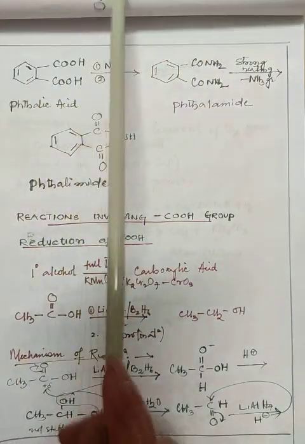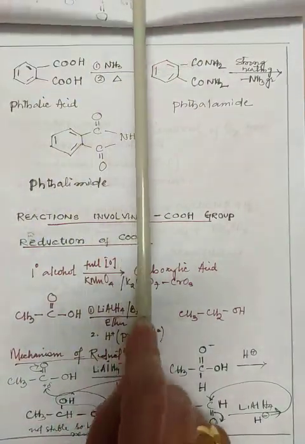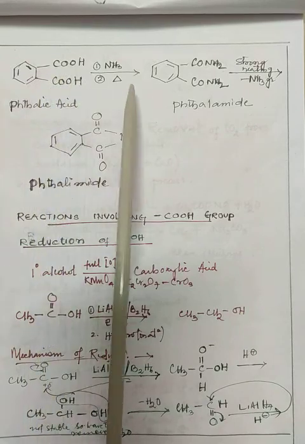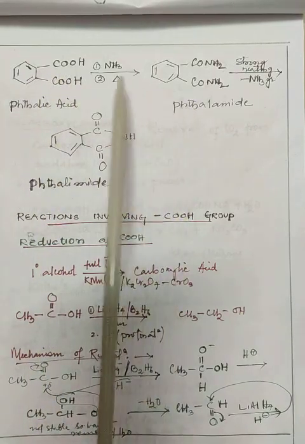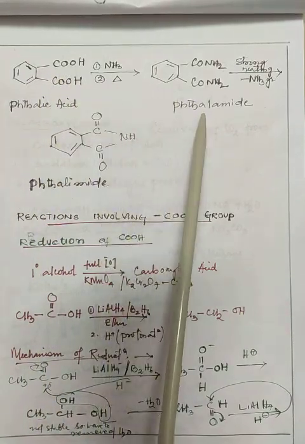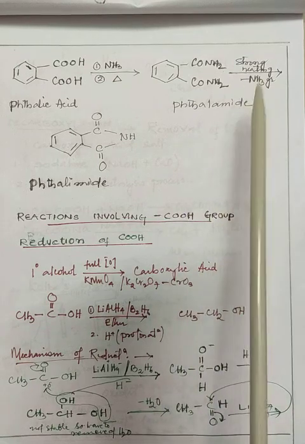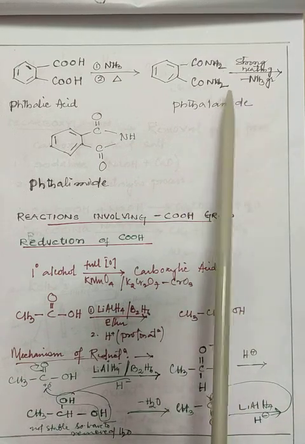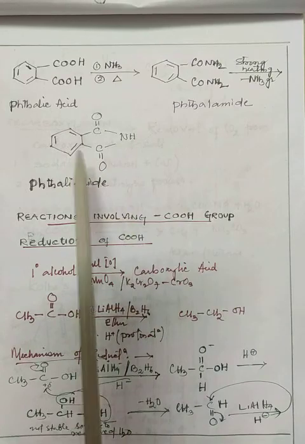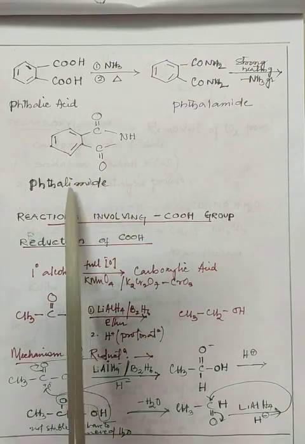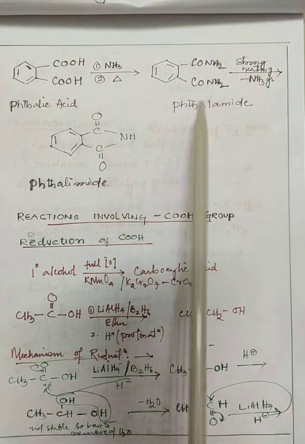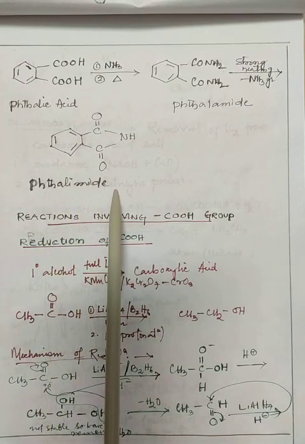Now another one, this one is phthalic acid. So this phthalic acid also, same as before, we have to react with ammonia, and the product is phthalimide, and then this phthalimide again we strongly heat, and at that time we will get phthalamide.